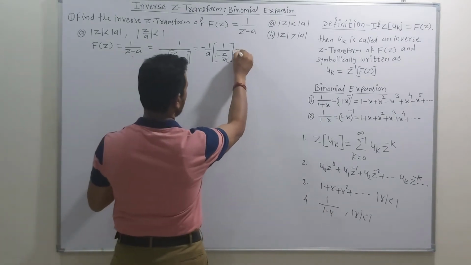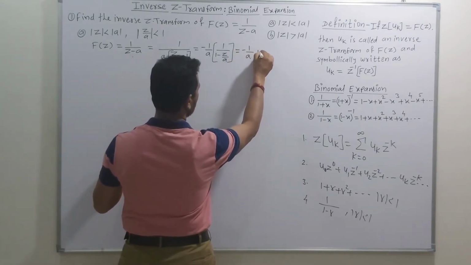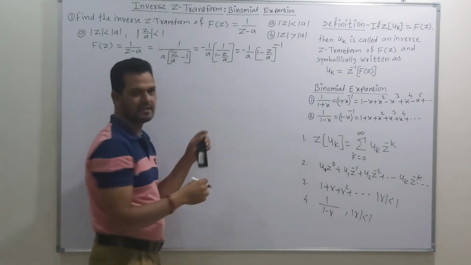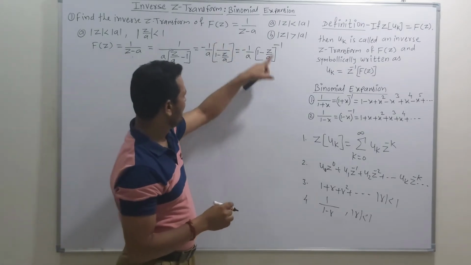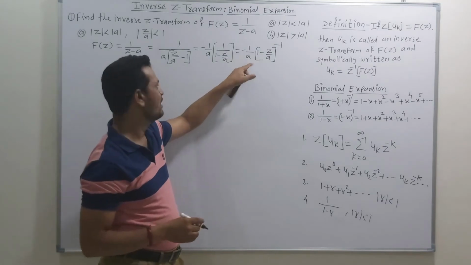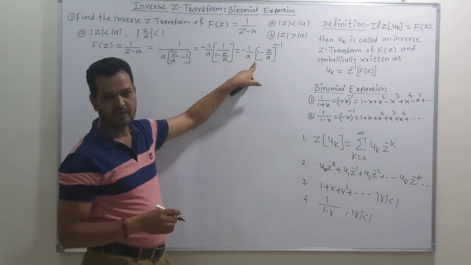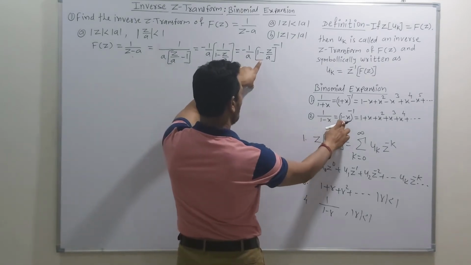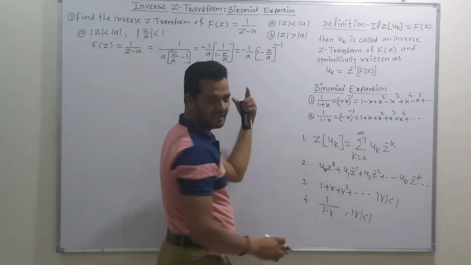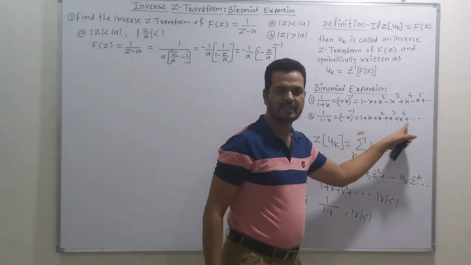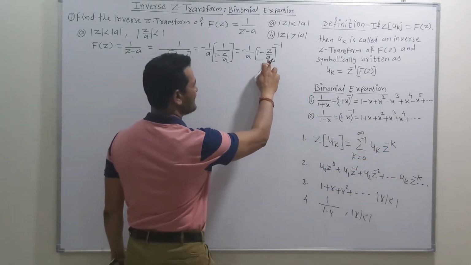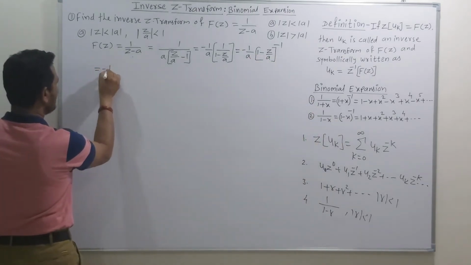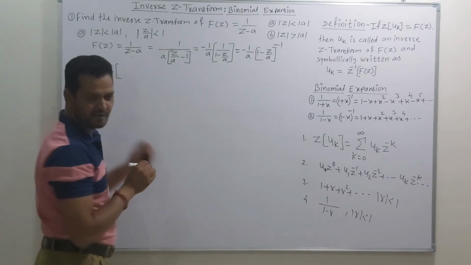Now friends, we may write this as minus 1 upon a as it is. Then this is 1 minus z upon a raised to minus 1, after taking this term in the numerator. Please try to understand that this 1 upon a is constant. Now if we observe this term, 1 minus z upon a raised to minus 1, it is of the form 1 upon 1 minus x, or we may write this as 1 minus x raised to minus 1. Then its expansion is 1 plus x plus x square and so on. Here the value of x is z upon a. Now according to this formula, we may expand this term as minus 1 upon a as it is.